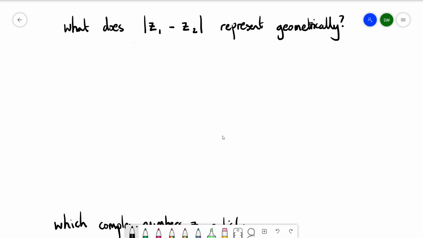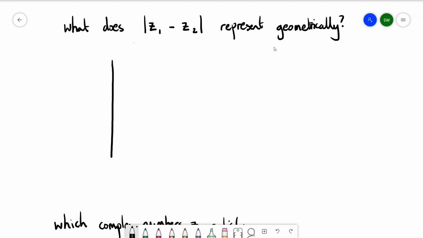In this last section of the chapter, we're going to look at loci in the complex plane. In order to understand what we're doing, we're going to have to understand what this represents. So here we've got the modulus of one complex number subtract another complex number. And we want to get an idea of what this means geometrically.